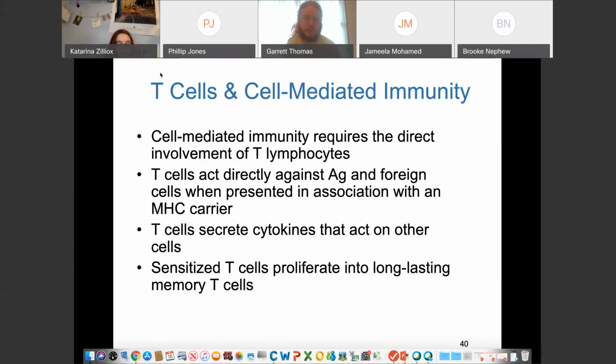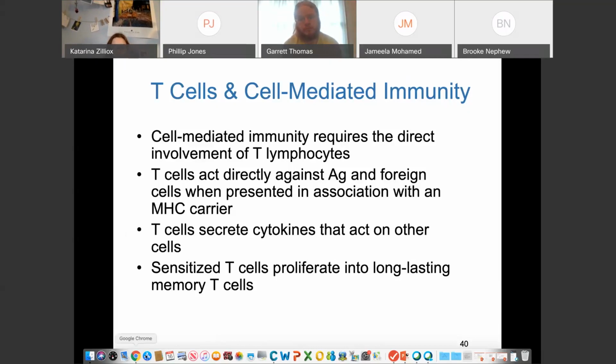So sensitized T cells proliferate into long-lasting memory cells, right? This is what we want with vaccines. We want the T cell to recognize anything foreign. So if anything that looks like that is any kind of a cell, virus, bacteria, the T cell recognizes it and attacks it.